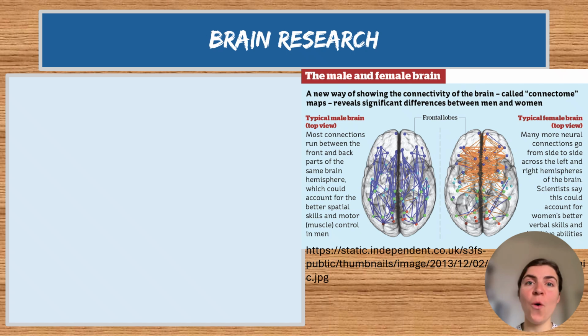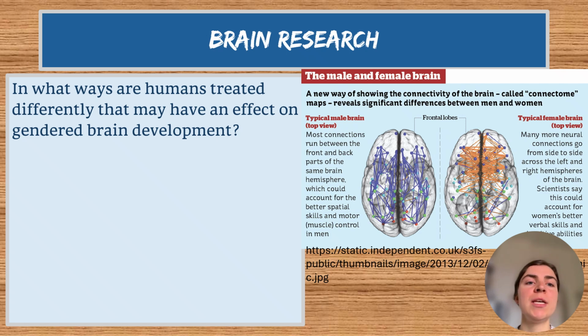Now, this was an awful lot of theory, and I want you to have a moment to think about this question. In what ways are humans treated differently that may have an effect on gendered brain development? Maybe stop the video for a moment and think about the question and then return to the video once you have done so.